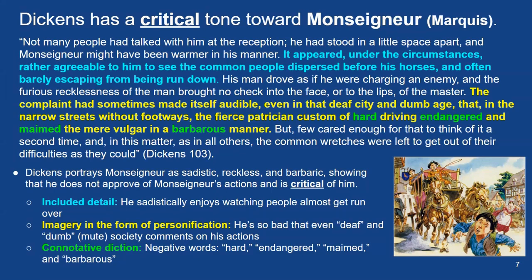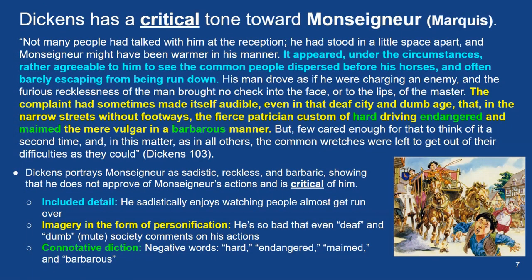In this passage from Book 2, Chapter 7, Dickens demonstrates a critical tone toward the Marquis. Dickens includes details that suggest that the Marquis is a sadist, since he enjoys watching poor French commoners almost get run over by his carriage as it recklessly races through the narrow streets. Later, Dickens' personification of the city as both deaf and mute emphasizes that despite the fact that this was a time period in which no one noticed or commented on the rich people's terrible treatment of the poor, the Marquis' driving is so harmful that people actually dare to complain about him being a menace to society.